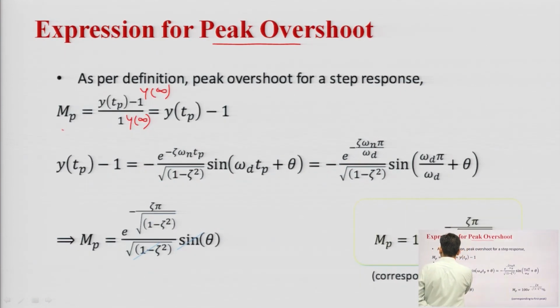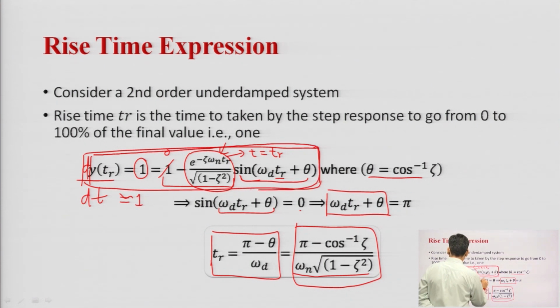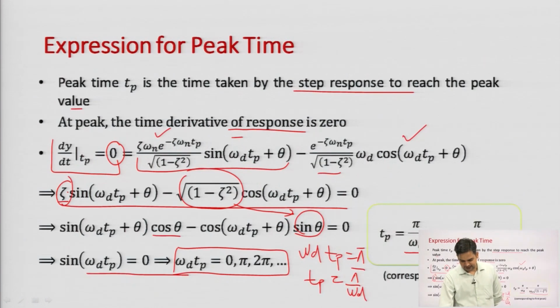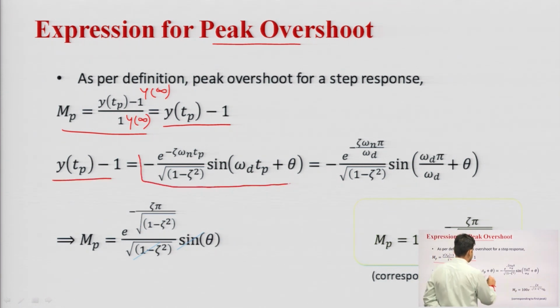So here Mp equals y(Tp) minus 1. It means I will subtract 1 from my output response. This is my equation y(t) equal to this much. If I subtract 1, this 1 will cancel out, and only this term remains. That is why y(Tp) minus 1 would be given by this expression.